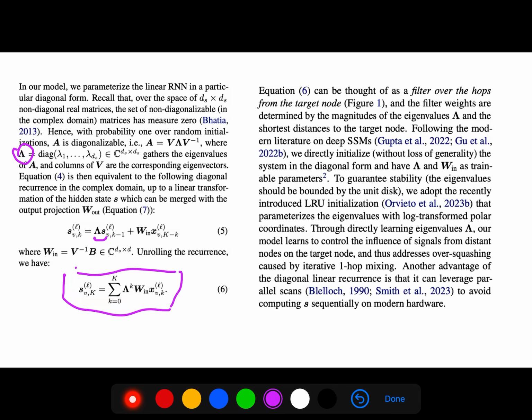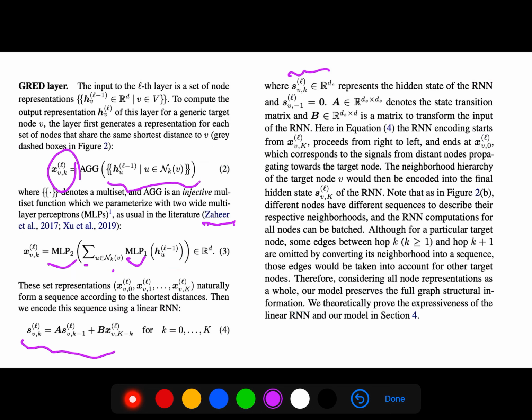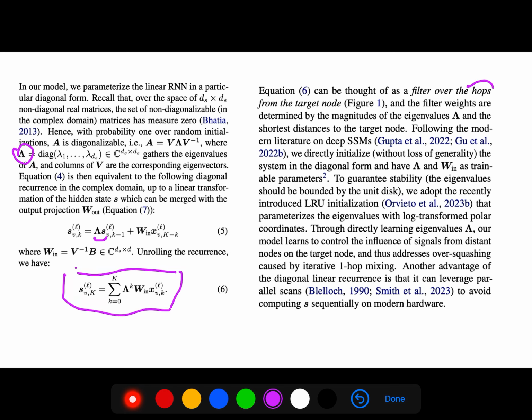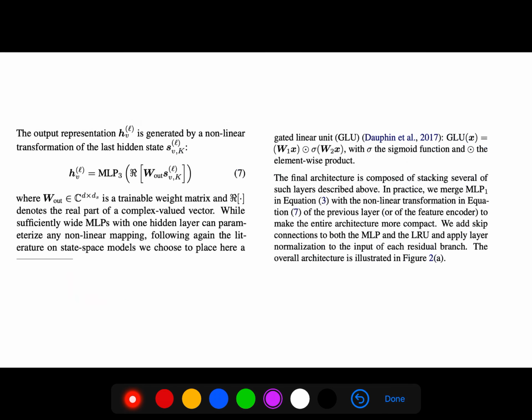So we unroll the recurrence. This equation can be thought of as a filter over the hops from the target node, and the filter weights are determined by the magnitudes of eigenvalues lambda. So the output representation is generated by a nonlinear transformation.